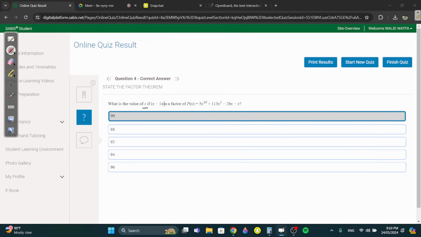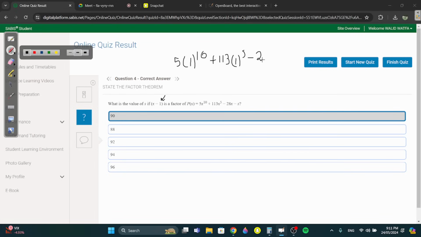What is the value of s if x minus 1 is a factor of p of x? Factor meaning when you substitute the opposite of the number, what am I going to get? 0, right? You always associate factor with 0. We said substitute the opposite always, so for x minus 1, the opposite is 1. So it's going to be 5 times 1 to the power of 10 plus 113 times 1 to the power of 5 minus 28 times 1 minus s equals 0.